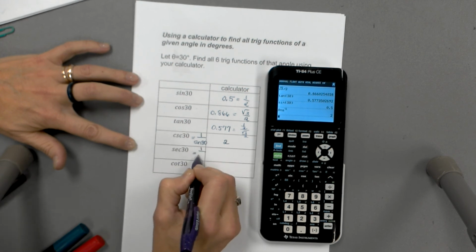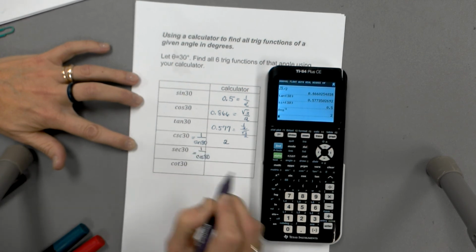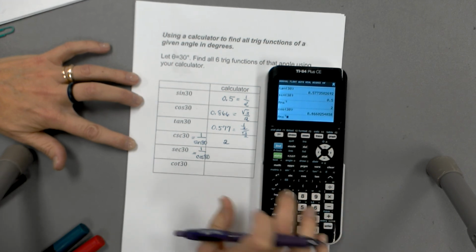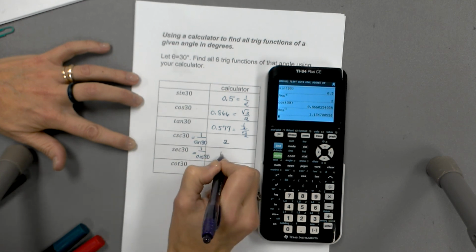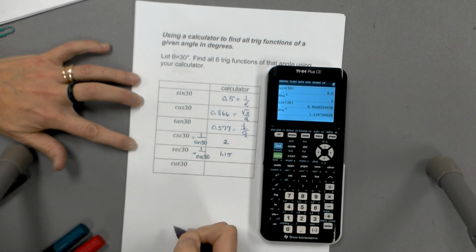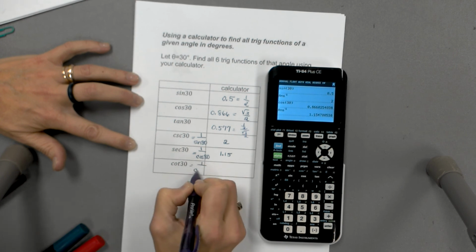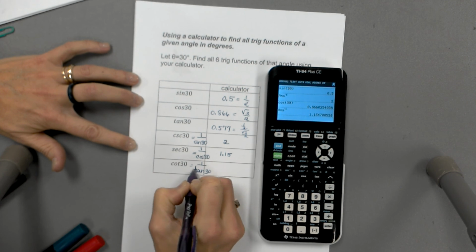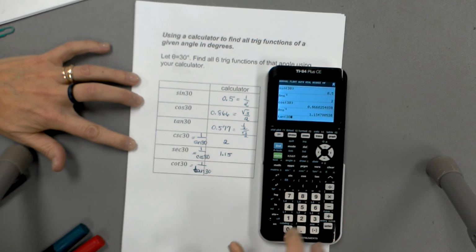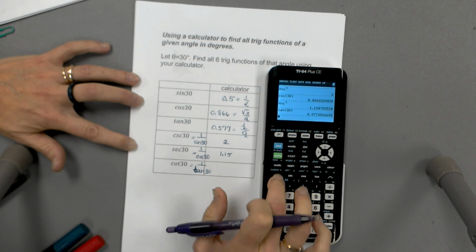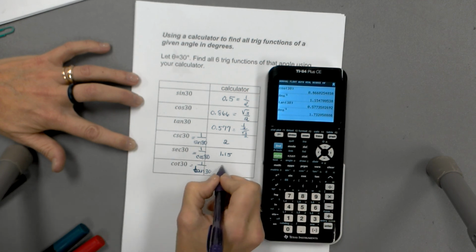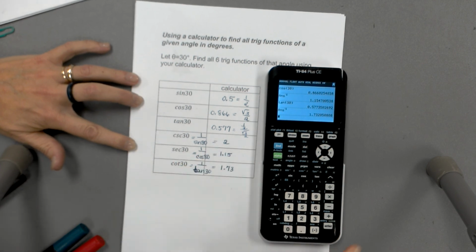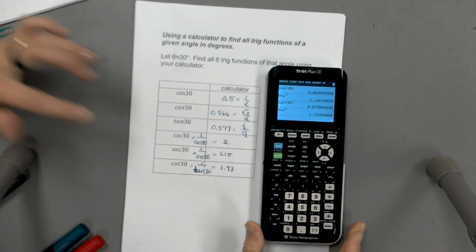Since secant is 1 over the cosine of 30, I can find the cosine of 30, press enter, take the reciprocal of that answer, press enter, and I see that's 1.15. Similarly, the cotangent is 1 over the tangent of 30 degrees. And so I can do tangent of 30, close the parentheses, take the reciprocal of that, and I get 1.73. So that's how you use your calculator to find all 6 of the trig functions.